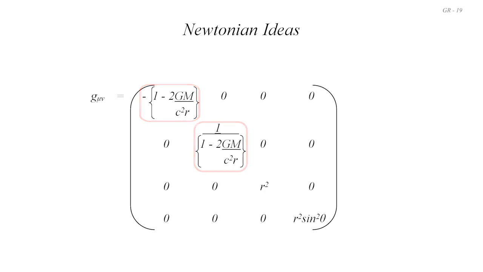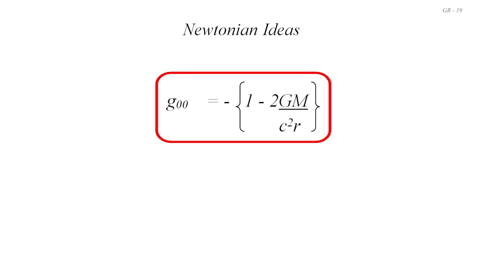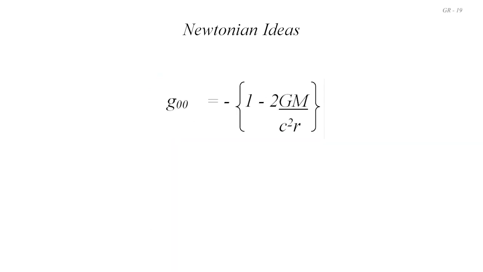But we'll keep them in like this, even though the correction term is extremely small in this particular case. This will allow us to move to general relativity more easily in a moment. Let's focus then on the component in the top left corner, G00. This can be written like this: minus, with a bracket, 1 minus 2GM over c squared r. Or if we ignore the negative sign in front of it, we can write it like this.